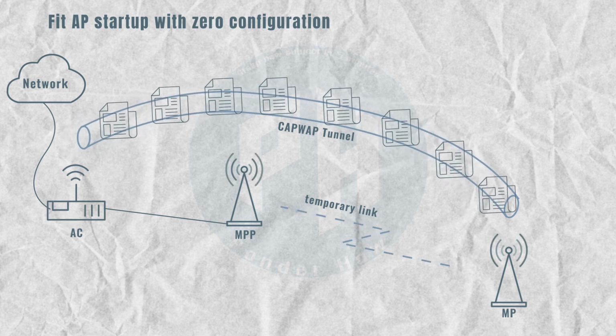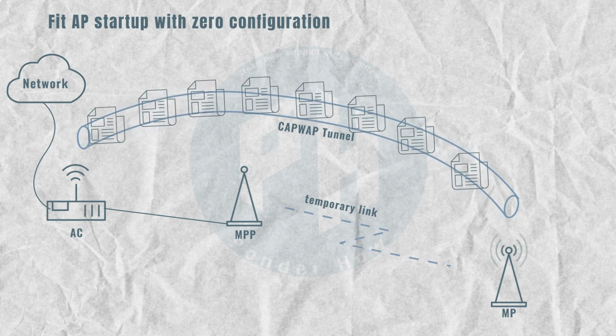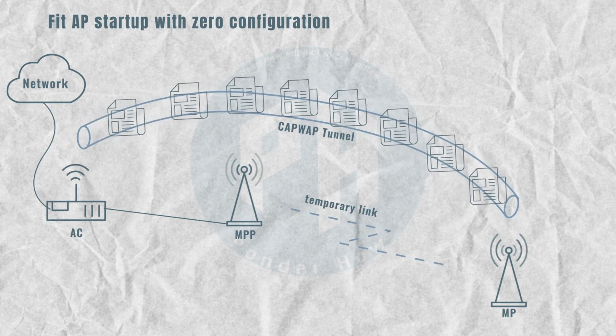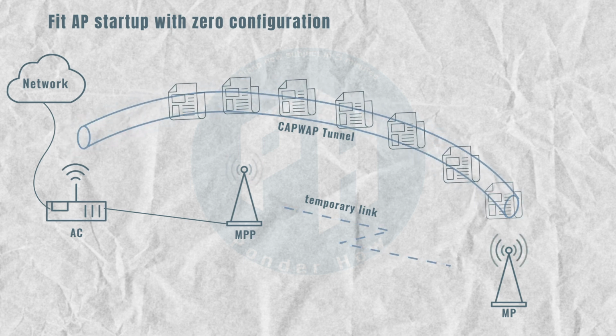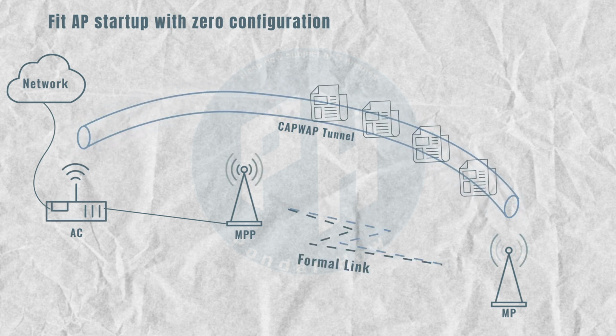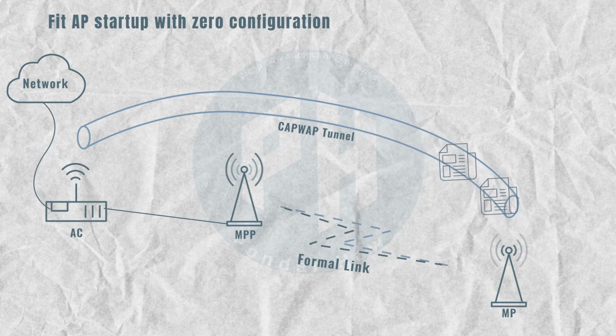The AP downloads configurations from the AC, including mesh profile settings. The AP terminates the temporary link and uses the downloaded mesh profile to establish a mesh link. If the configurations downloaded from the AC include wireless service settings, the AP acts as a MAP to provide both wireless access and mesh services.